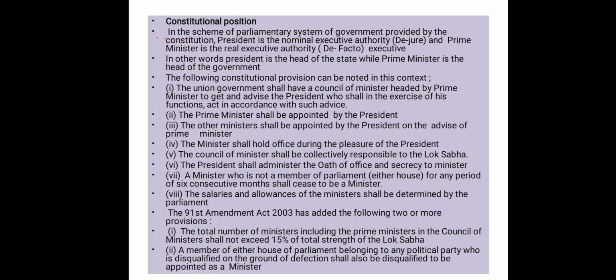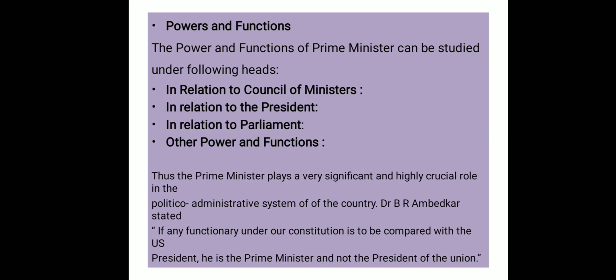Powers and functions of the Prime Minister. The powers and functions of Prime Minister can be studied under the following heads. In relation to the Council of Ministers, the Prime Minister enjoys the following powers as the head of the Union Council of Ministers. He recommends persons who can be appointed as ministers by the President. In other words, President can appoint only those persons as ministers who are recommended by the Prime Minister. He allocates and reshuffles various portfolios among the ministers. He can ask a minister to resign or advise the president to dismiss him in case of difference of opinion.